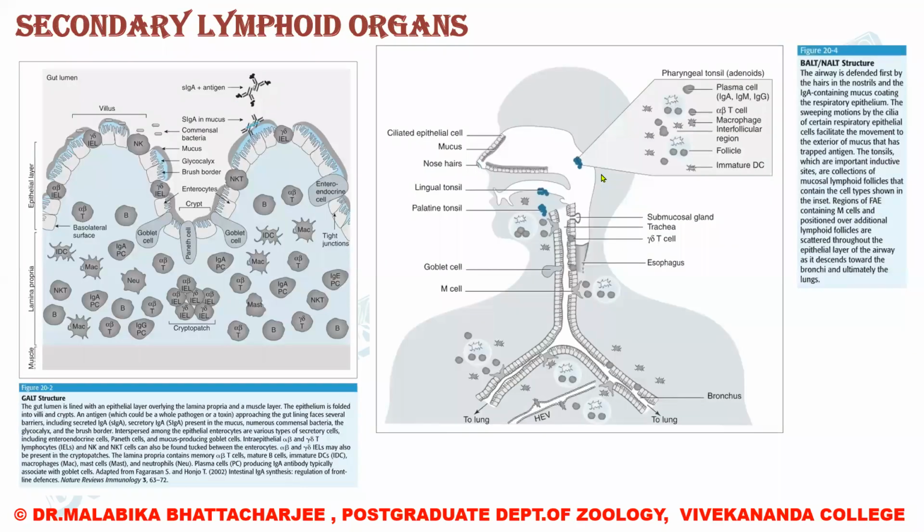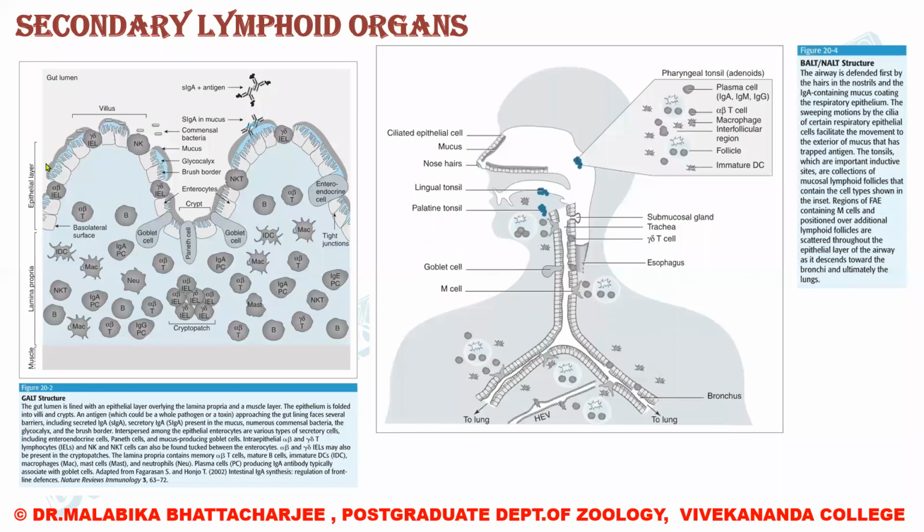Now, moving on to another important site. I'll not be getting into details of these two because I talked in detail about one lymphoid organ, the secondary lymphoid tissue. This is the structure of the gut, as you can see. But one interesting thing I want to show you: in the gut epithelia, underneath the muscle layer we have the lamina propria and we have the epithelial layer. You can see the epithelial layer is folded into crypts. We have crypts here and we have the villi.